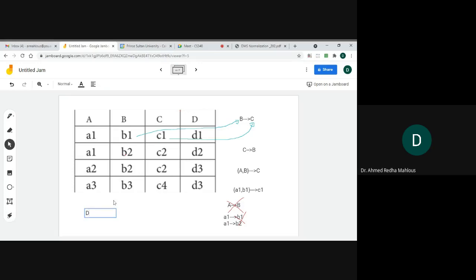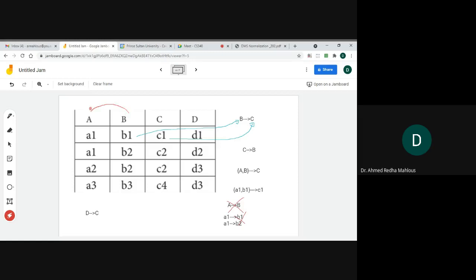Okay, I do have D, and yes, I do have C there. What is the problem here? D is repeated. D1, C1, it is okay. D2, C2, yes, I don't have another D2. Here D3: in one line, D3 gives me C2. But in the other line, D3 gives me another value, C4, which is different from C2. That means this one cannot be considered a functional dependency. Okay?